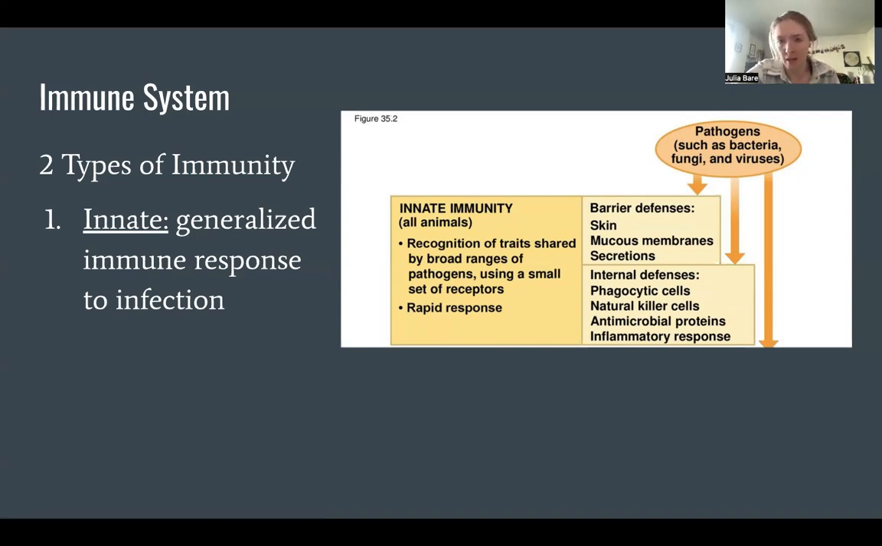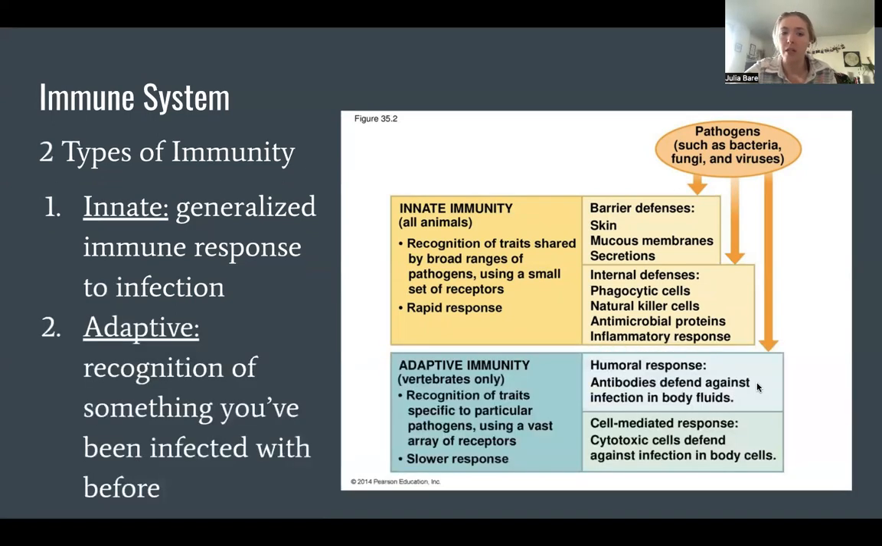There are two basic types of immunity. You have the innate immune system, which is your generalized immune response to infection. This includes things like your skin, your mucous membranes, and different secretions. And it's considered your sort of rapid response team for any kind of infection. But then you have your adaptive immune response. And this adaptive immune response is a recognition of something you've already been infected with before. And this can include antibodies that can defend against infections, and cytotoxic cells that can also defend against infections. So there's a variety of different pieces to each of these types of immunity.